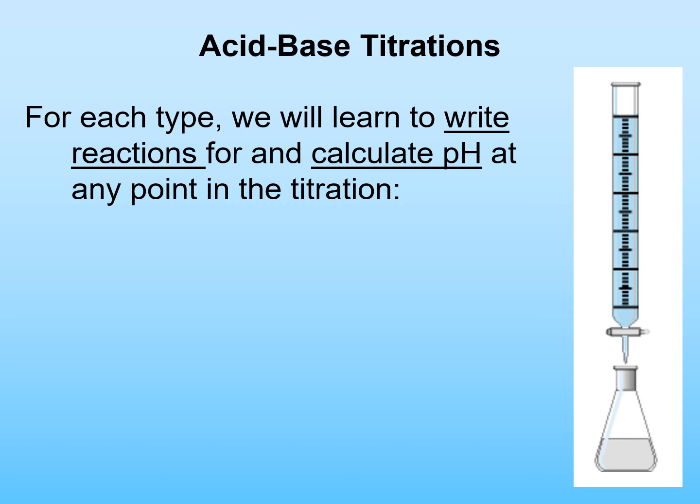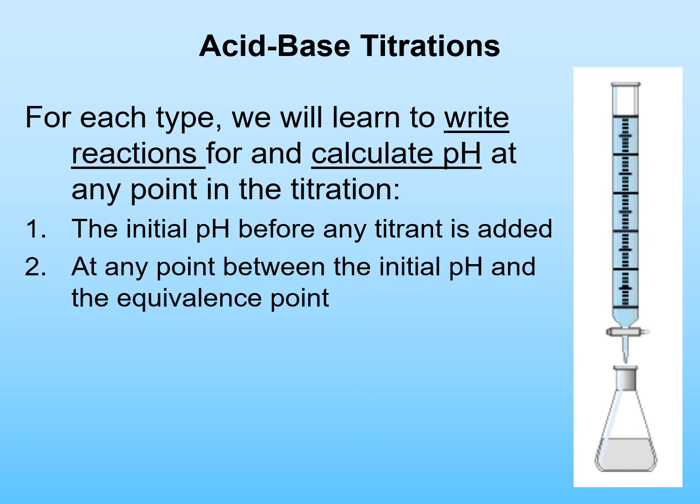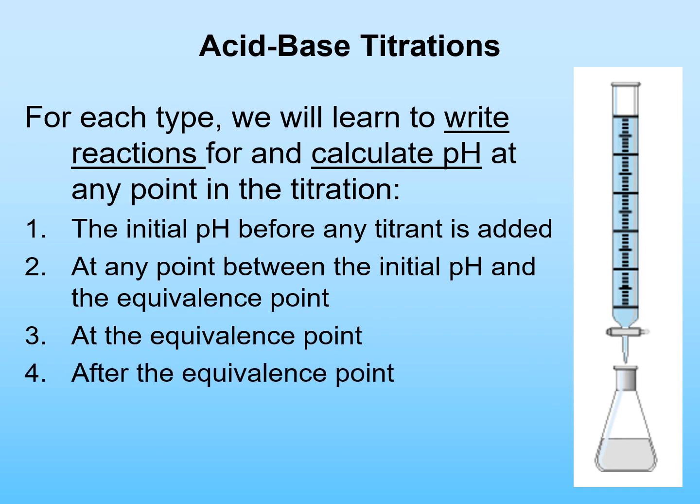So we're going to be able to find the initial pH before any titrant is added. At any point between the initial pH and the equivalence point, we'll be able to figure out what is in solution and what is the approximate pH. We'll be able to find the pH at the equivalence point, and we'll be able to figure out what is in existence after the equivalence point, so after neutralization.